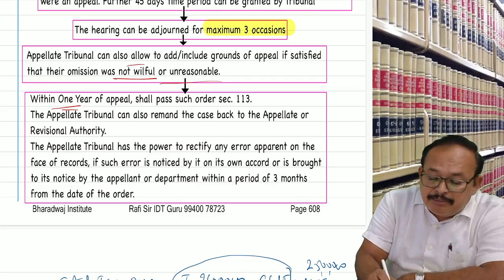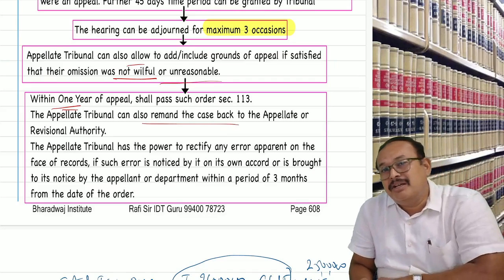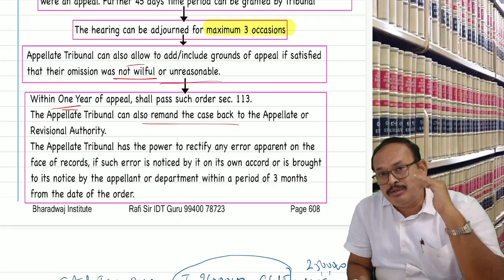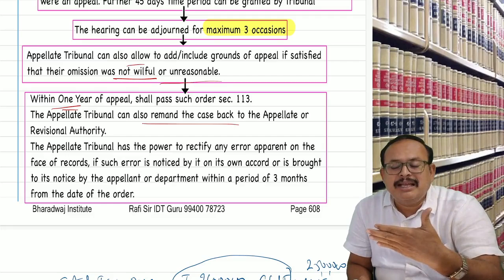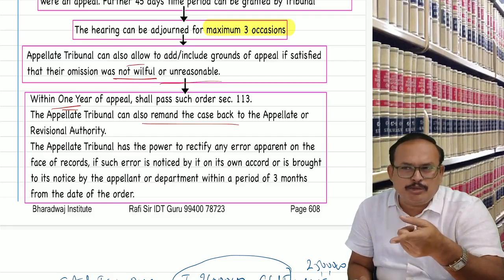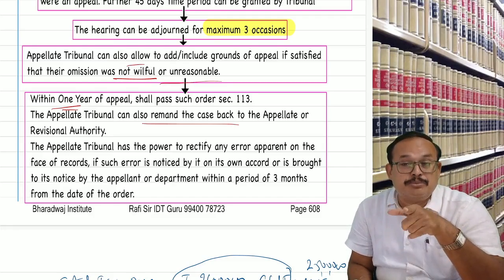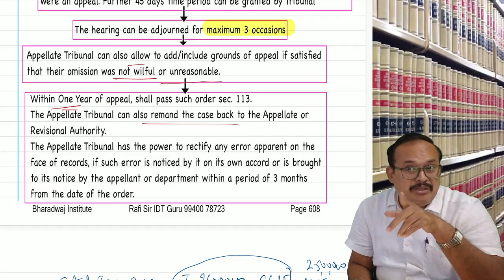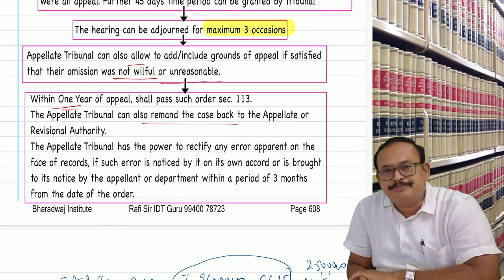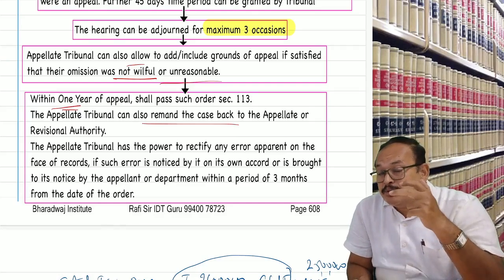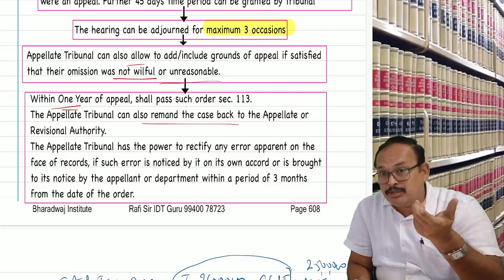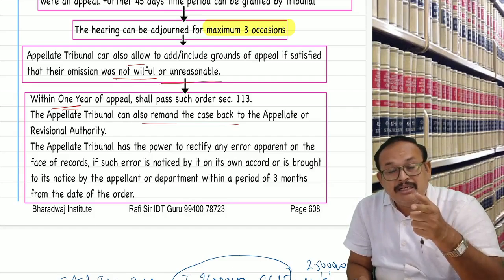Tribunal can remand the case back. That means the tribunal, high court and supreme court are empowered, while hearing the case, to say: Hey, Mr. Officer, you passed the order for 2.5 crores. Sorry, it is not 2.5 crores, it is a 3 crores matter. Shortfall how much? A further 50 lakhs tax demand. Issue the order. Like that, the tribunal or the high court or supreme court is empowered to remand the matter back to the tax authority.